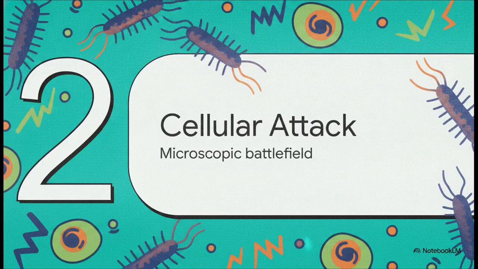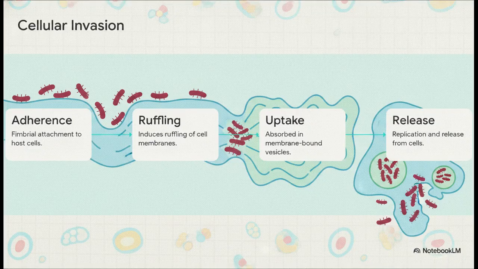Moving right along to Section 2, how Salmonella attacks cells. Let's zoom in. Okay, so let's look at the bacteria's sophisticated burglary technique. Step 1 is fimbrial adherence. It attaches itself to the surface of intestinal mucosal cells. Once it's locked on, step 2. It actively forces the host's cell membrane to ruffle. This ruffling is wild because it basically tricks the cell into swallowing the bacteria whole into these membrane-bound vesicles.